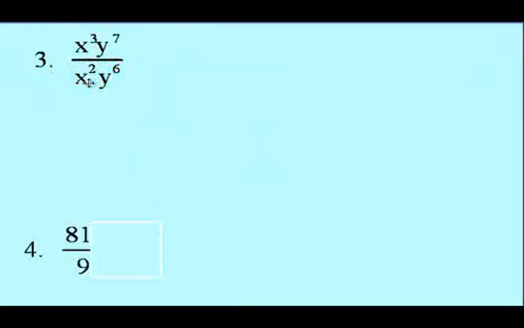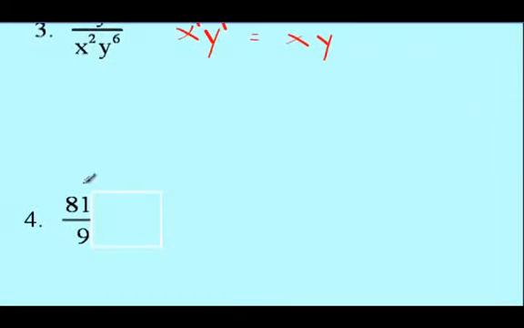So if I have x to the third divided by x squared, so 3 minus 2, I have x to the first power, or I don't have to write it at all. And I see I'm going to have y. So 7 minus 6 is 1. So I could write in 1s, or I can leave them off. We understand that's the same thing as x, y, all by itself.